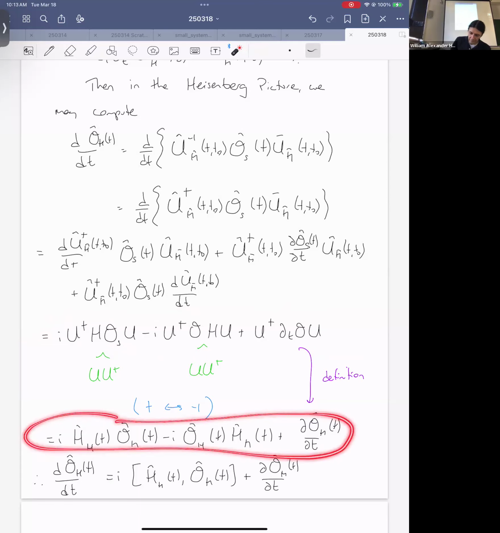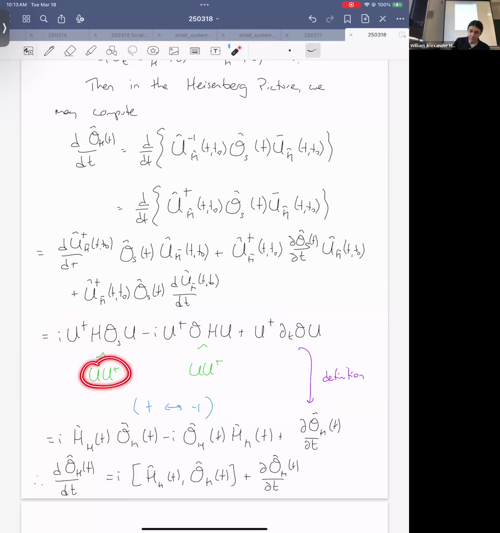Here. So I'm inserting a 1, a clever 1, U U inverse, in the form of U U dagger. And then I'm turning all the daggers into inverses. And so I've got a U inverse H U, which is a similarity transform acting on the Hamiltonian. So that gives me the Hamiltonian in the Heisenberg picture. And then I've got U inverse O U, which is a similarity transform on the O operator, which is then the O operator in the Heisenberg picture. You're welcome. Any other questions? All right, wonderful.